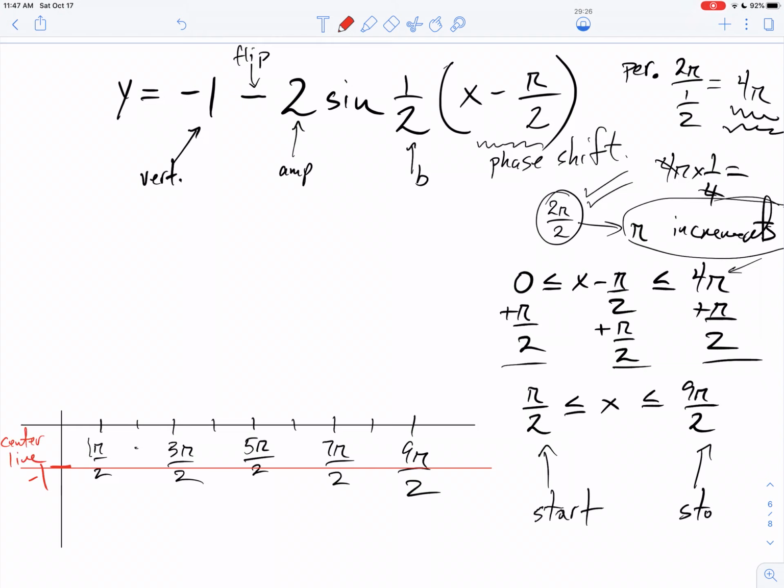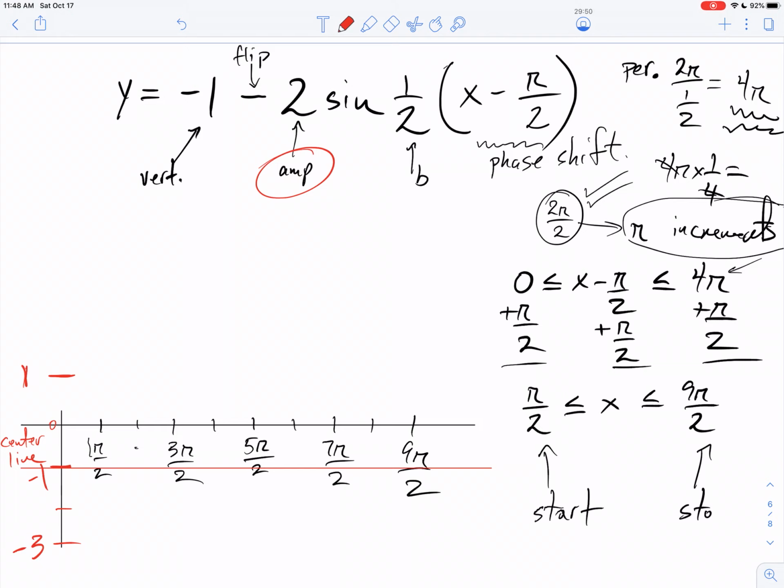And then I'm going to have to go up 2 units from there. So if I was up here, that'd be +1 because that's 0. And then I'd have to go down 2 units. That would put me at -3. That's the bottom of my graph. So I'm going to go as high as 1. I'm going to go as low as -3. And my center line is at -1.